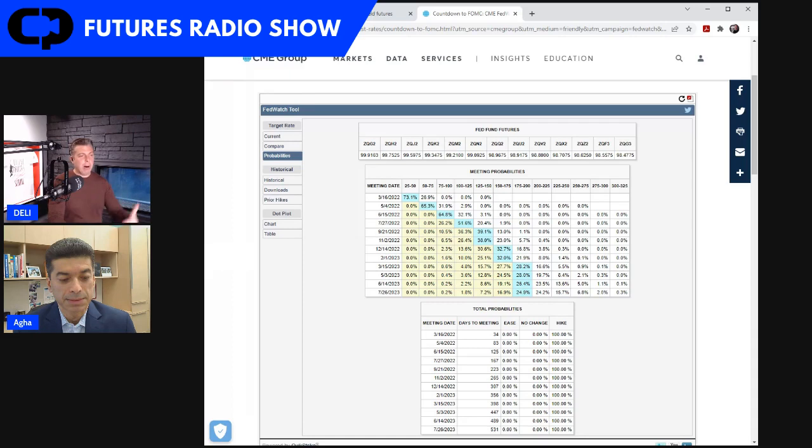No, this is what the market thinks. This is what the market is pricing in for probabilities. So this is an immensely powerful tool for traders because it allows us to see what the market's pricing in over time. And when you go to the probabilities here, I'll let you take it back, Agha. On the probabilities page, what is this showing us?